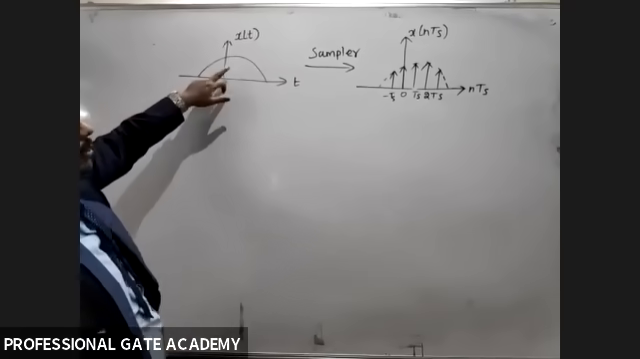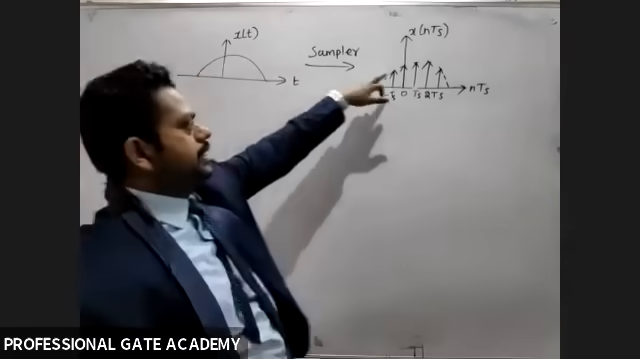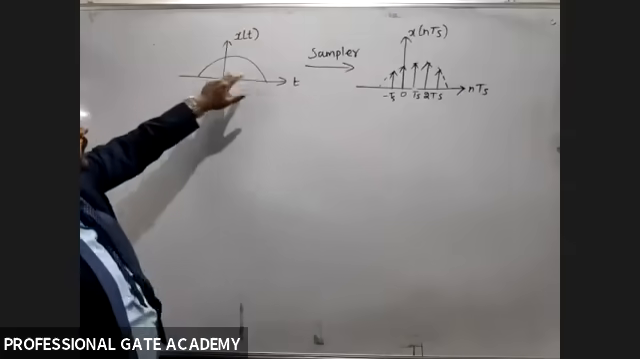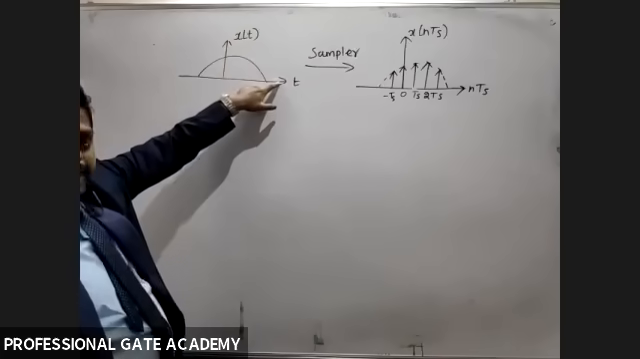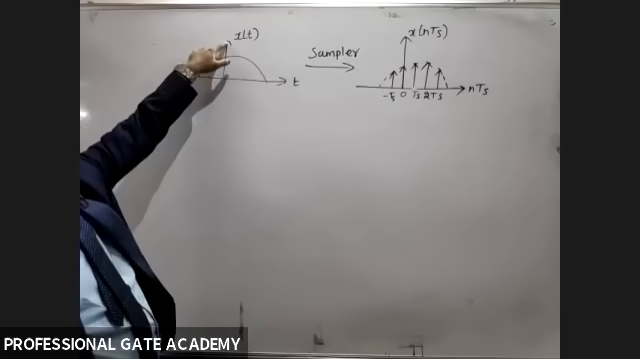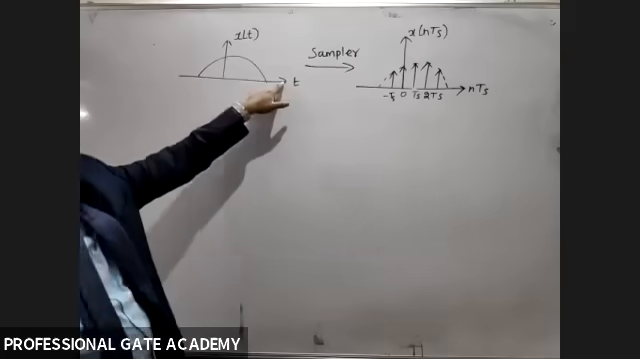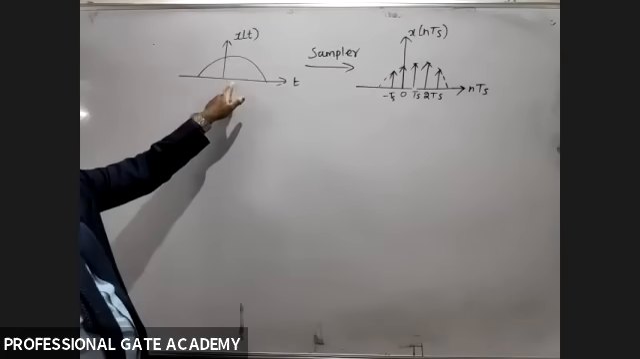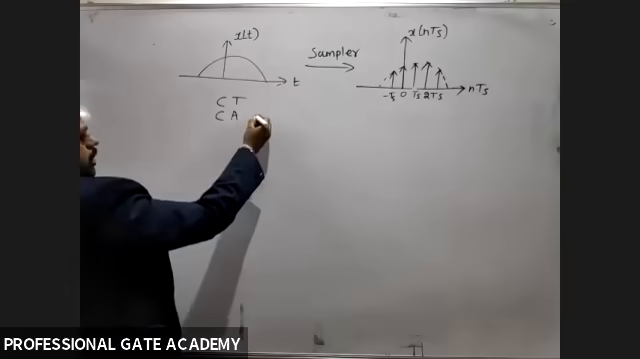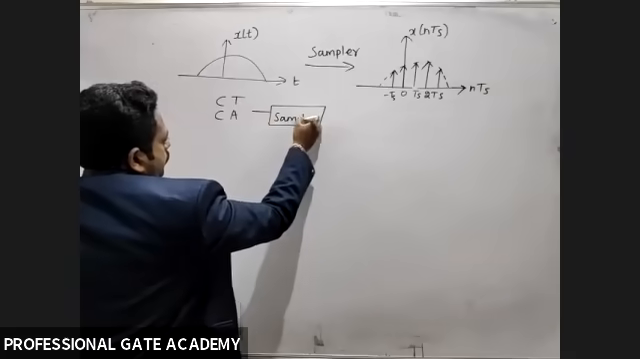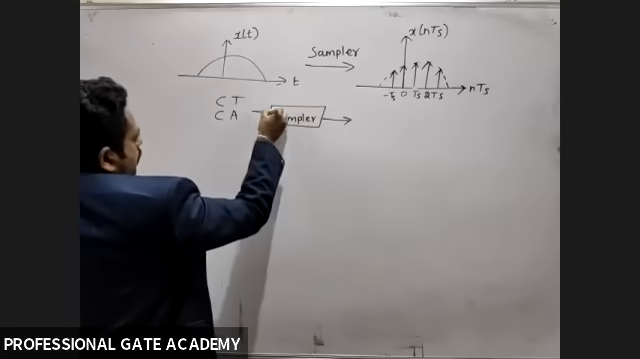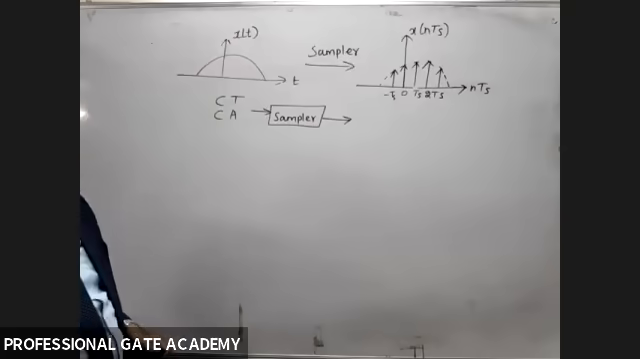Now this is the input signal applied to the sampler, and this is the output of the sampler. Here the x-axis represents time and the y-axis represents amplitude. Is time continuous or discrete? Yes, time is continuous, and amplitude is also continuous. So a continuous time, continuous amplitude signal is applied to the sampler.